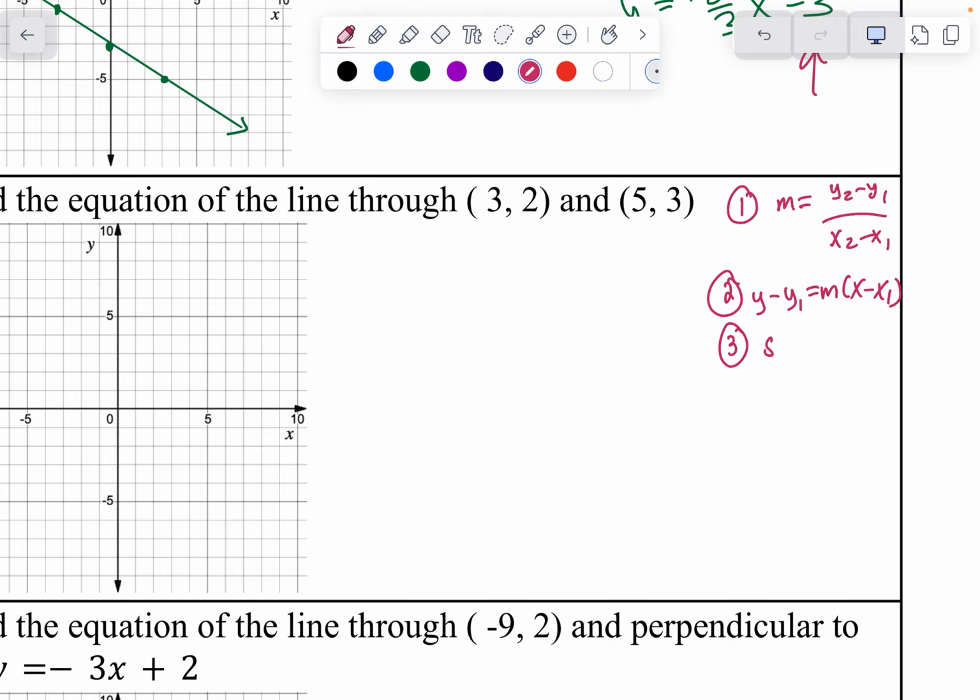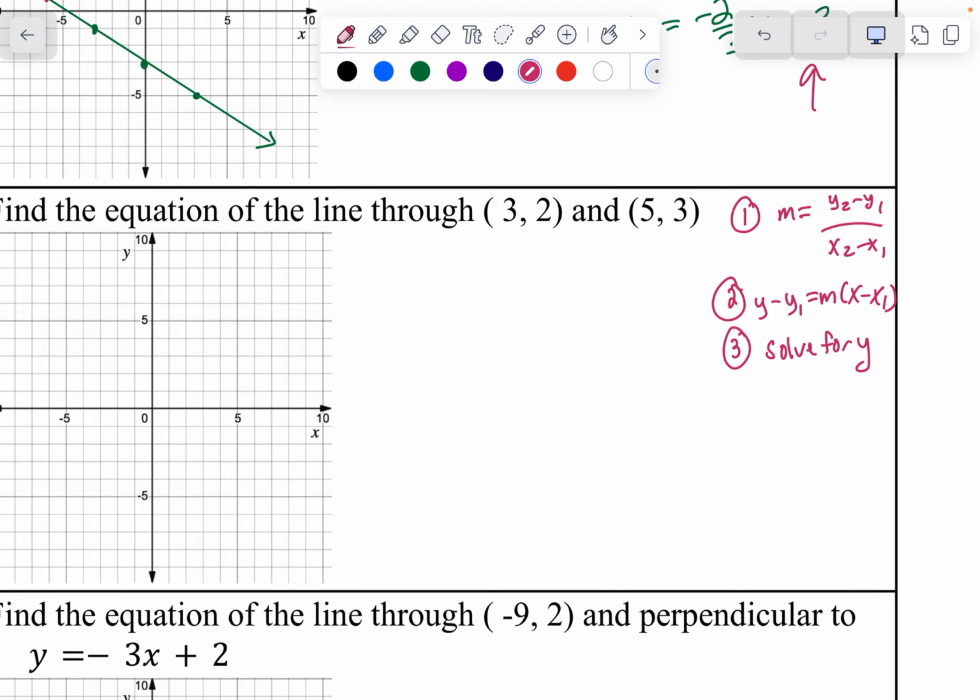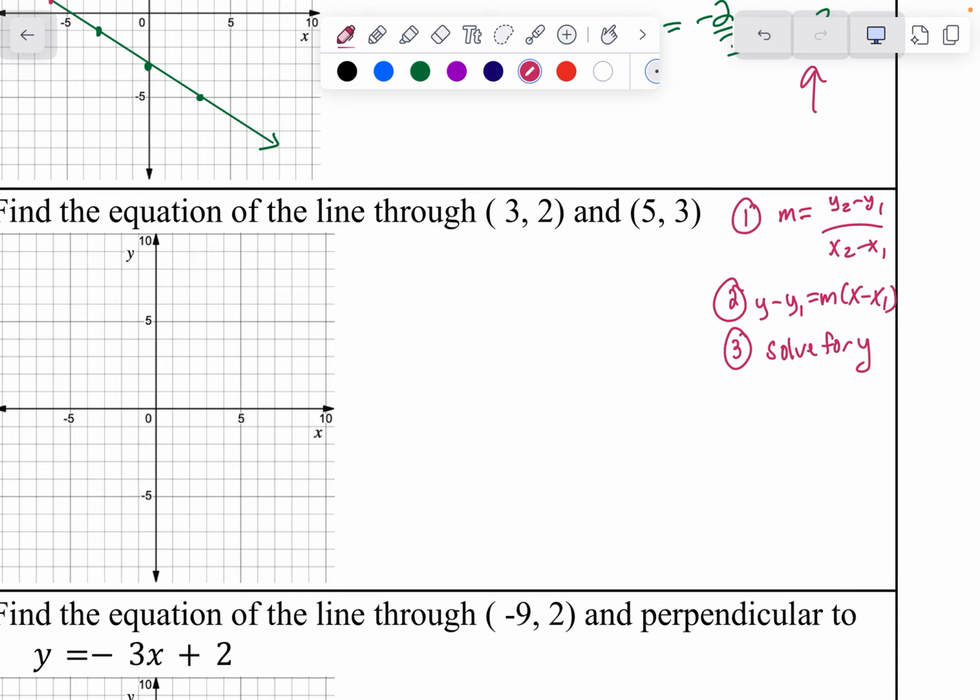Okay, so if you follow those 3 steps, what is my slope? Plop into the slope, point slope form, solve for y. Those 3 steps will get you a long way for most of these problems. So the first thing we want to do is find the slope. So label your points. Now it doesn't really matter which one you call x1, y1, or x2, y2. As long as you're consistent, that's all that matters.